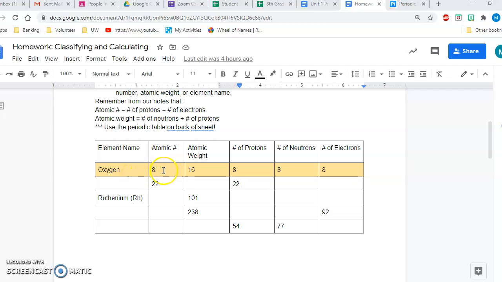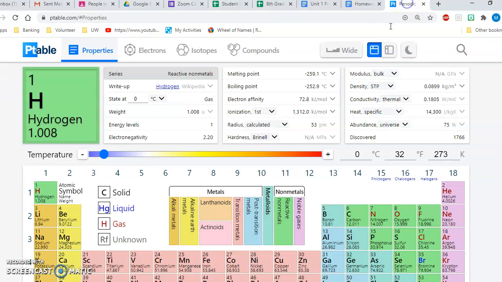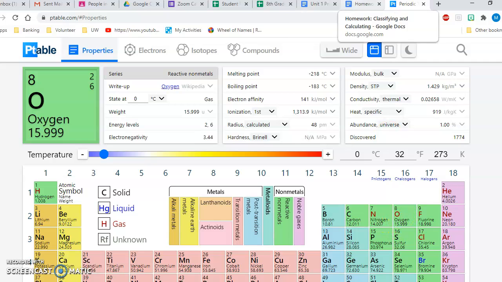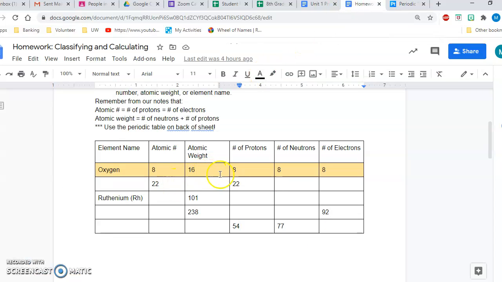So oxygen's atomic number is 8. That means it has 8 protons as well and 8 electrons. Then by looking at our periodic table, we can find oxygen right here, and it has 15.999 atomic mass units for its weight, or 16. So by doing 16 minus 8, we get 8 neutrons. So that's our example. I'm going to go through the next one.